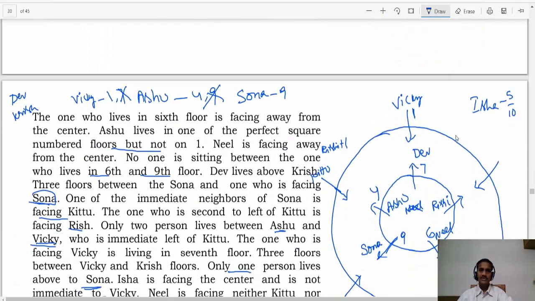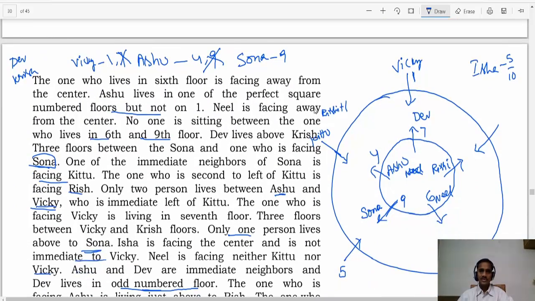The one who lives on the 6th floor is facing away from the center. Ashu lives on one of the perfect squares. Ashu is 4, it is a perfect square. Neil is facing away. No one is sitting between 6 and 9. 6 and 9 are adjacent. Dev lives above Krish. Dev is 7th, so Krish cannot be here.